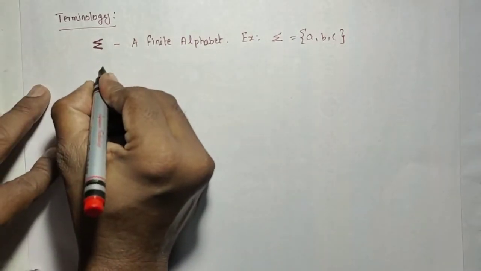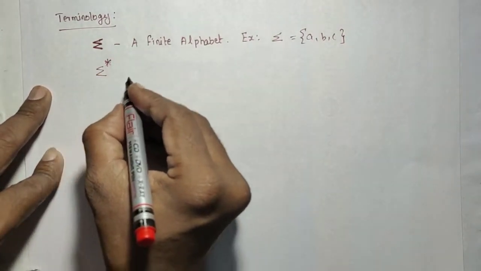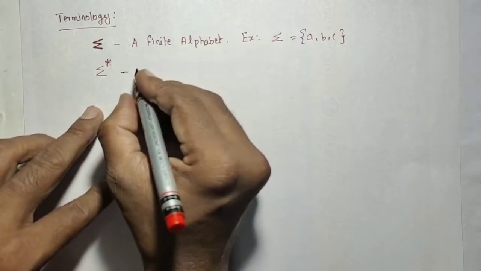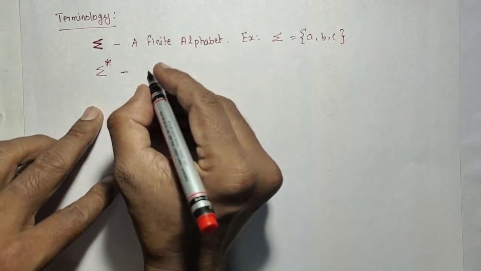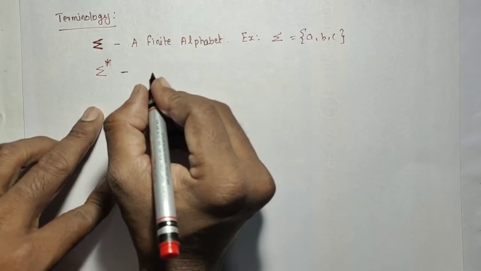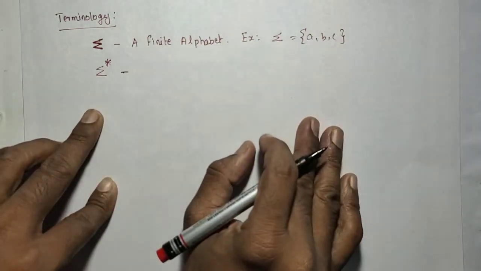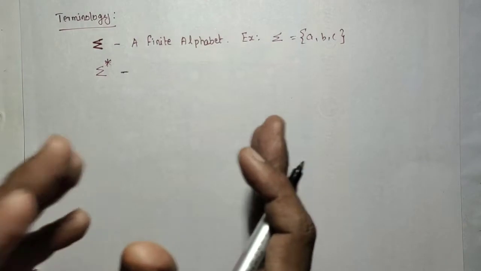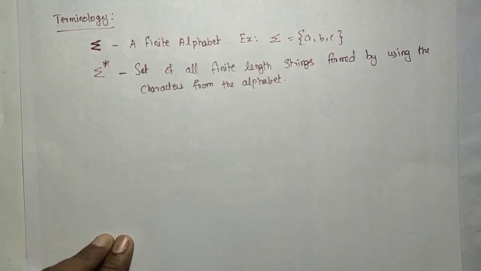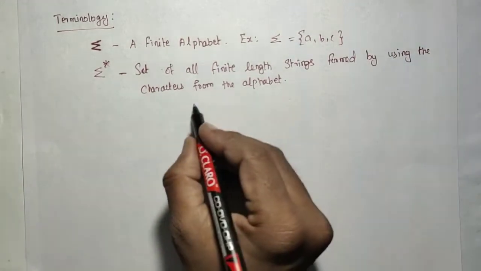And then sigma star. Okay, sigma star is nothing but the set of all finite length strings formed by using the characters from the alphabet. So from these characters, what are all the possible strings you can generate? That set is what is called sigma star. The set of all finite length strings formed by using the characters from the alphabet.